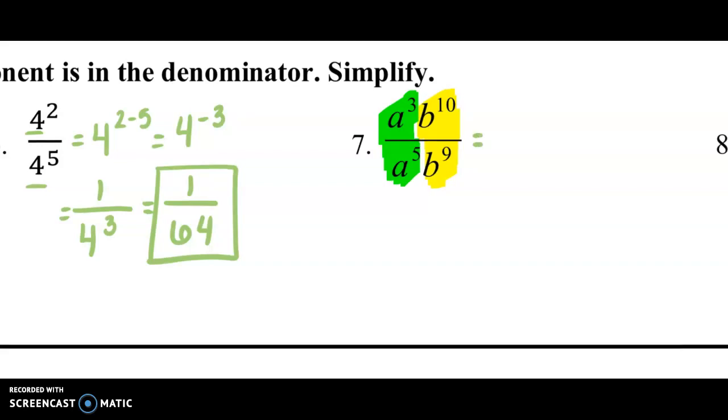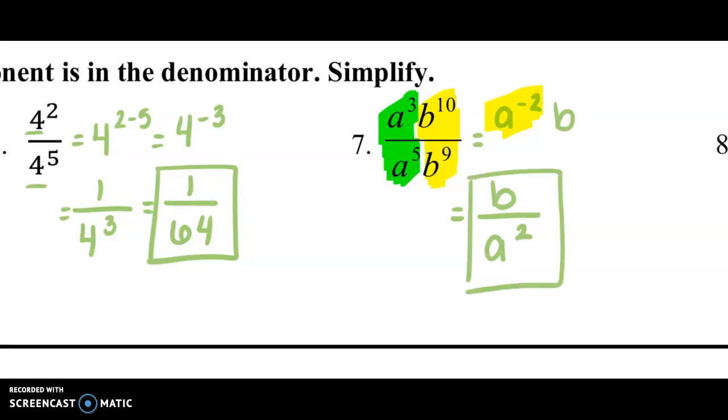So I would have a to the third divided by a to the 5th would be a to the negative second up top. B to the 10th divided by b to the 9th would just be b to the first, or b. That's fine where it is. It's just this a to the negative second that's an issue. So I need to bring that down to the bottom. So that's going to look like b over a to the positive second. The b stays where it is. That was not negative.